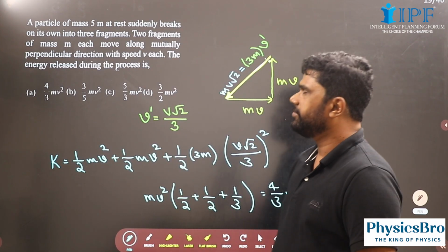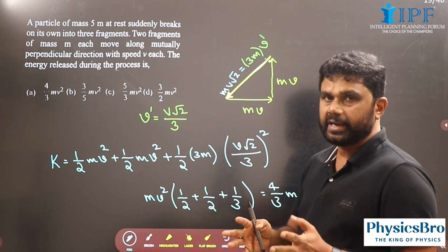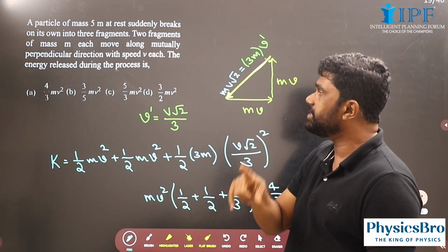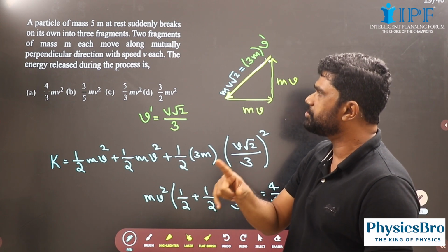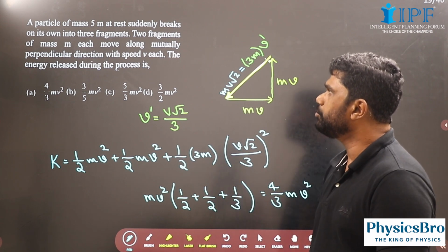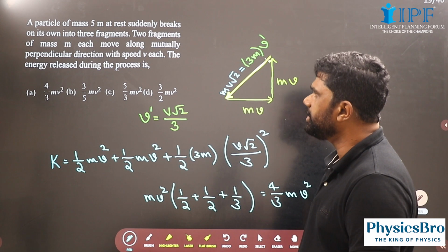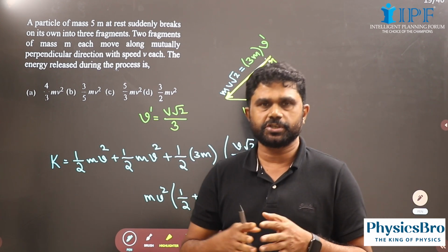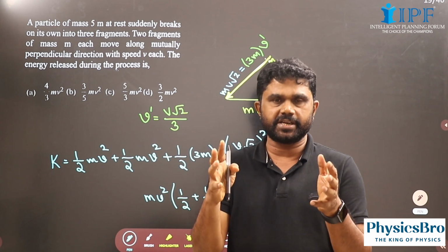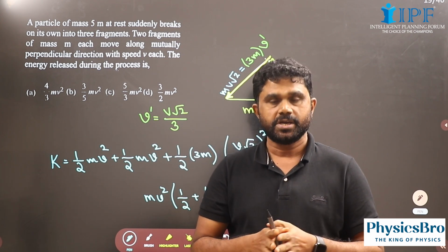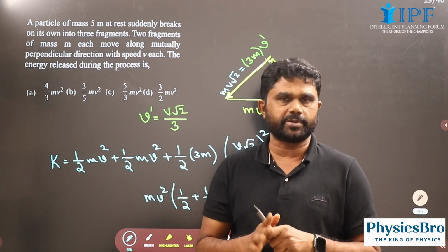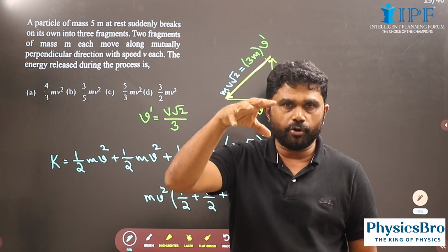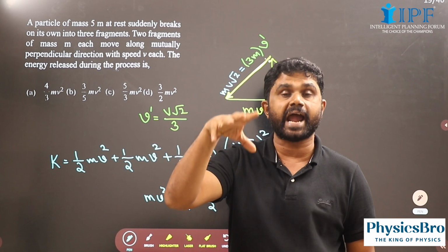Now children, we have another example, a typical example. See, a particle of mass 5m at rest suddenly breaks into 3 fragments. 2 fragments of mass m each move in mutually perpendicular directions with speed v each. Find the energy released during the process. See, before explosion, this body is at rest and its total linear momentum is 0. After explosion, there are 3 fragments. The vector sum of the linear momenta of these 3 fragments must add to 0.